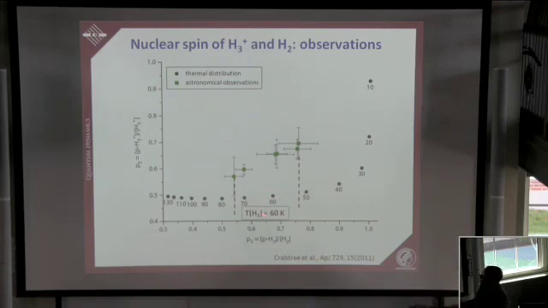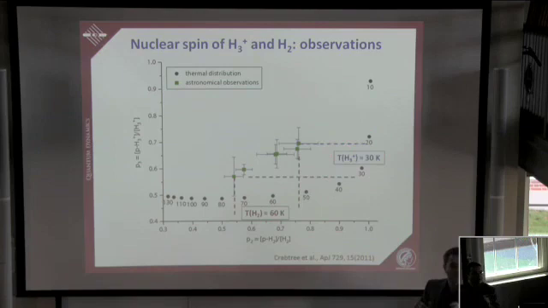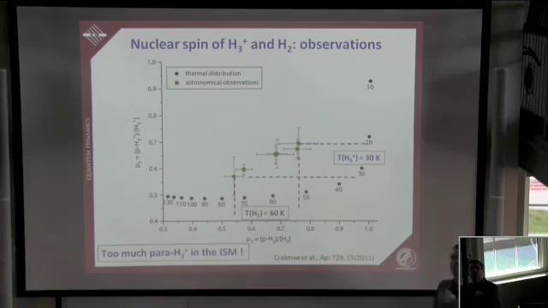But the problem is that H2 agrees with what we believe is the temperature of the cloud. If we extrapolate that down here, we're getting about 60 Kelvin, but H3+ seems to be much colder. That is weird, because they collide with each other all the time. So what we have is an excess of para H3+, and that is very, very difficult to explain, especially if we take into account the previous theory that says para H3+ should recombine much faster.